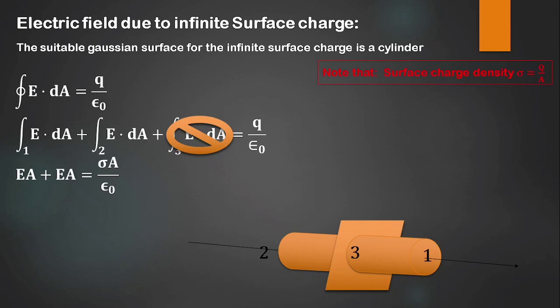the surface charge density, which is symbolized by sigma, equals Q over A, therefore Q equals sigma A. So by substituting, we can deduce that 2EA equals sigma A over epsilon naught. So E equals sigma over 2 epsilon naught.